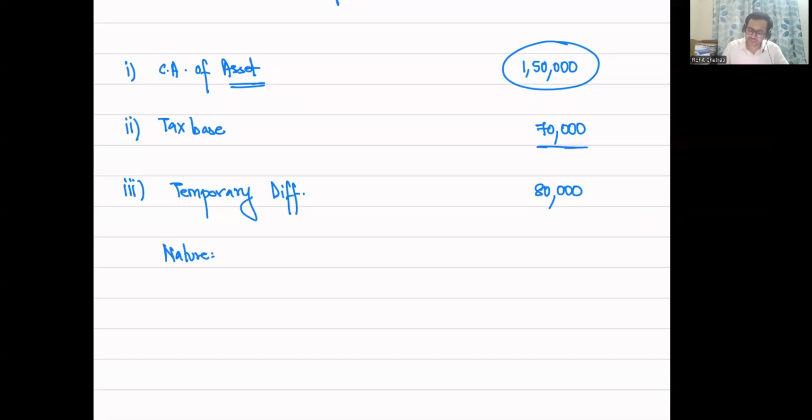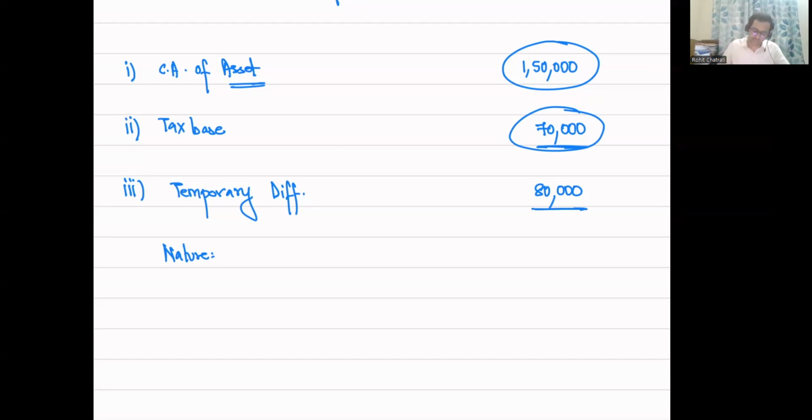The tax base represents the future depreciation that I will be allowed for tax purposes, the future deductions that I will be allowed for tax purposes. So that is basically 70,000. The net amount of 80,000 represents my net future taxable profit.